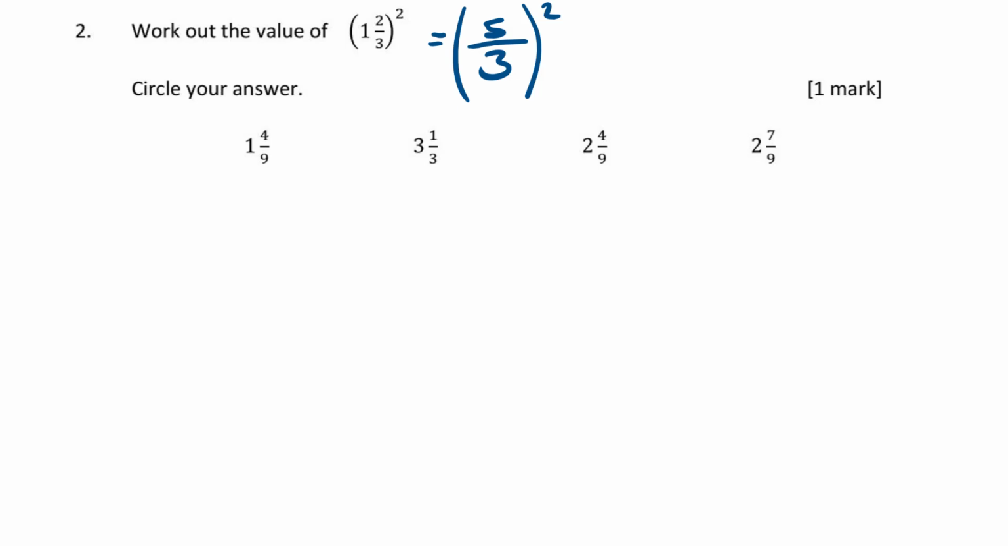Now, when you've got an index of 2 things inside of a bracket, either multiplied or divided together, you can apply that index to both numbers separately. So here it's the same thing as squaring 5 and squaring 3. So 5 squared is going to give me 25, and 3 squared is going to give me 9, which if I then turn that back into a mixed number, 9 is going to 25 twice, remainder 7, so that's 2 7/9. So that is my answer there.